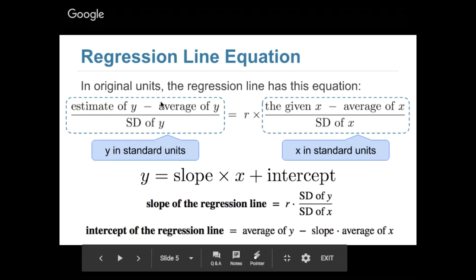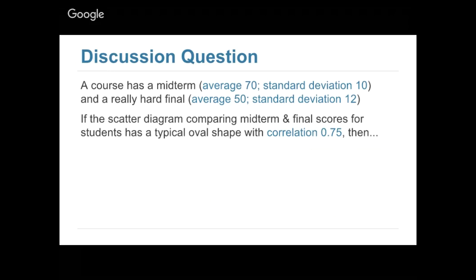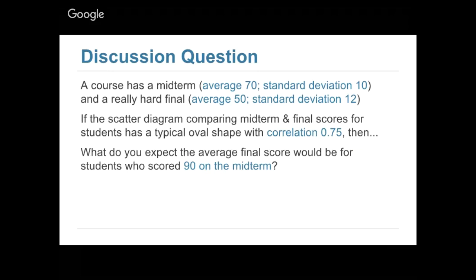Okay. So go ahead and try this out on your own time, or try it out now. A course has a midterm, which had an average of 70, standard deviation of 10, and a really hard final. The average was 50, the standard deviation was 12. If we plot the scores on a scatter diagram for the students in the class, we find that the correlation is 0.75, and the scatter plot points are in an oval shape, which suggests a linear relationship. Then, what do I expect the average final score would be for students who scored 90 on the midterm? Try that with your partner.